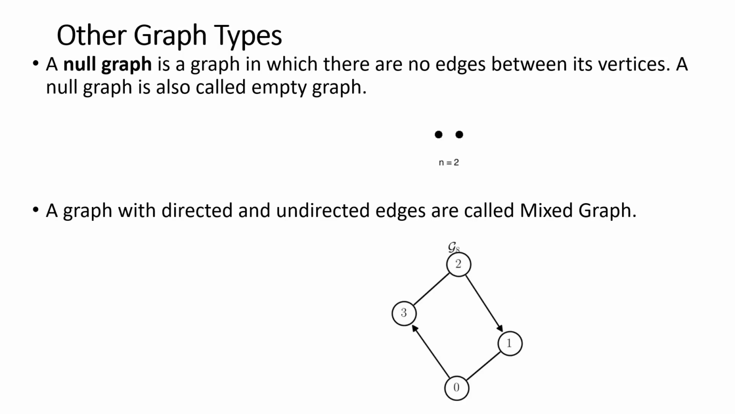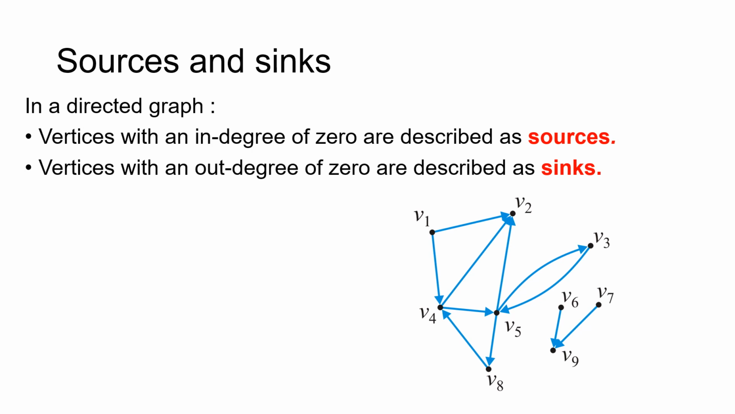A null graph is a graph in which there are no edges between the vertices. A null graph is also referred to as an empty graph. Now, a graph which has both directed and undirected edges is known as a mixed graph. In a directed graph, if the number of incoming edges of a vertex is 0, then that vertex is known as a source of the graph. If the number of outgoing edges of a vertex is 0, then that vertex is known as a sink of the graph.